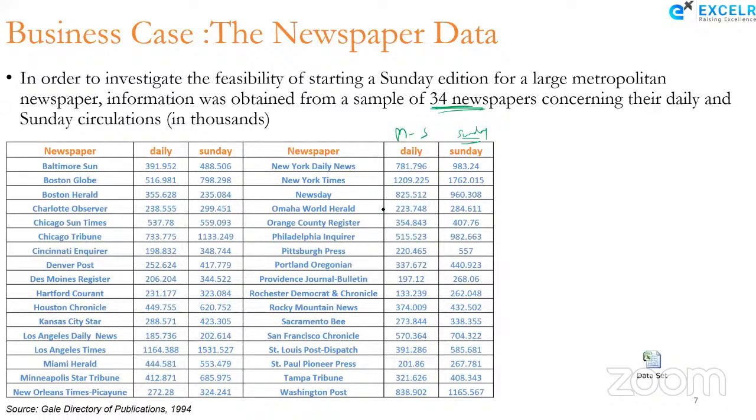A new newspaper has come into the market, which is currently running on a daily basis. They are trying to figure out the feasibility of starting a Sunday edition. In order to do that, they are going to look at the past data of 34 different newspapers, their daily and their Sunday sales. Depending upon the analysis of daily to Sunday, they will determine whether they should start a Sunday edition or not. Now tell me which is the dependent variable and which is the independent variable here.